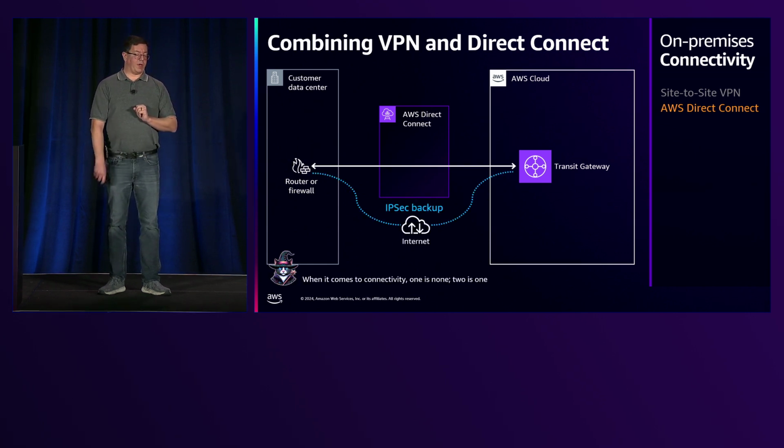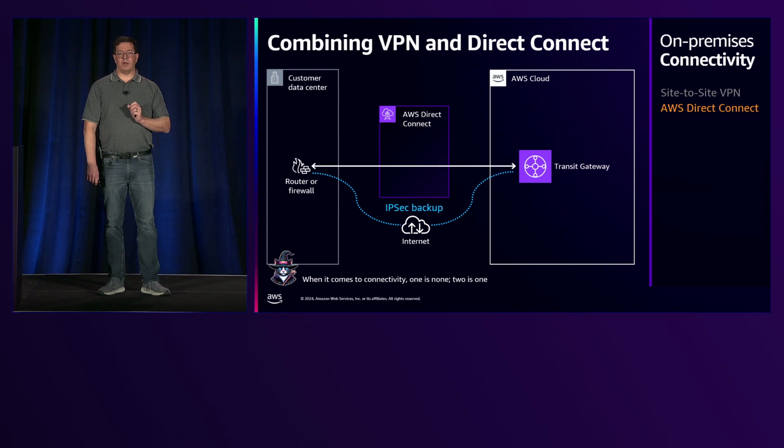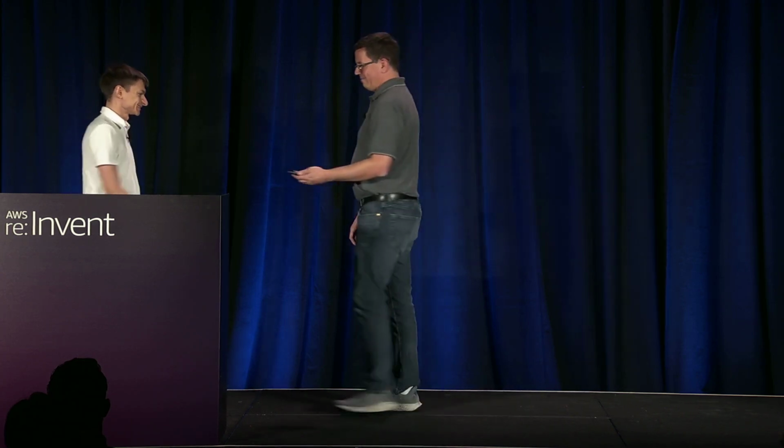And remember, from our CAT, when it comes to connectivity, 1 is none. 2 is 1. Dimitri, I've talked a lot about IP addresses, and I'm told humans don't like numbers, so what can we do for that?